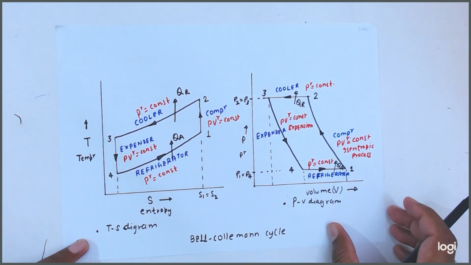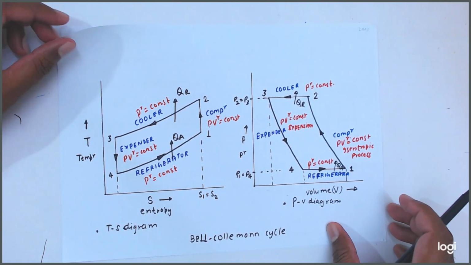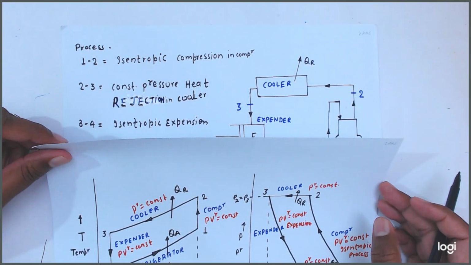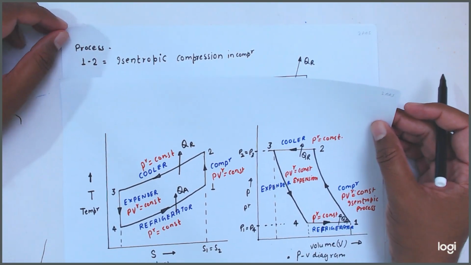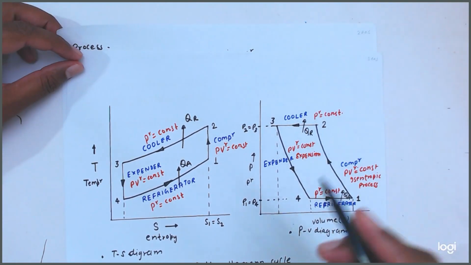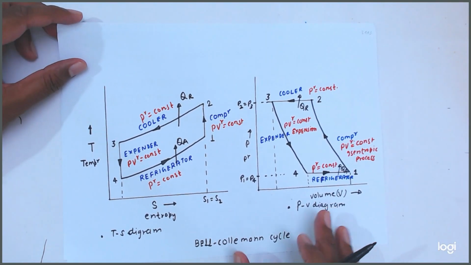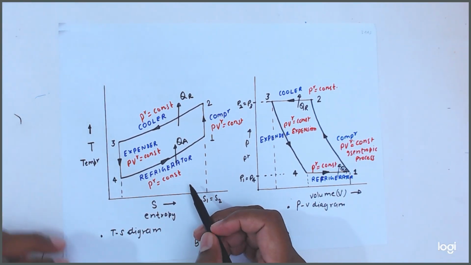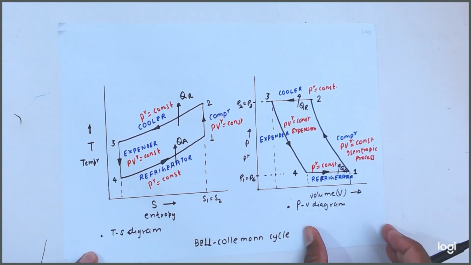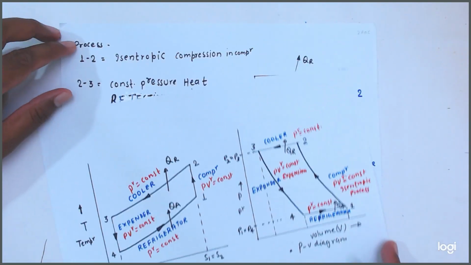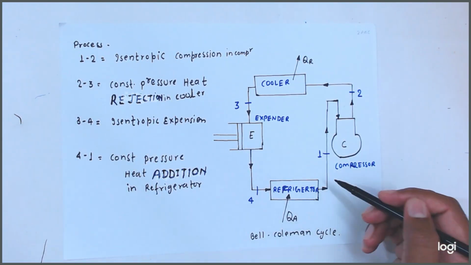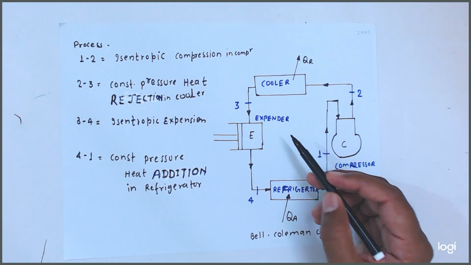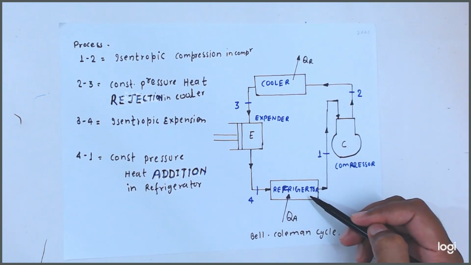Okay, so friends, as we know, what is the air refrigeration cycle, or Bell-Coleman cycle, or reverse Brayton cycle and Joule cycle, in this we saw the TS diagram and the cycle, with the compressor, cooler, expander and refrigerator.